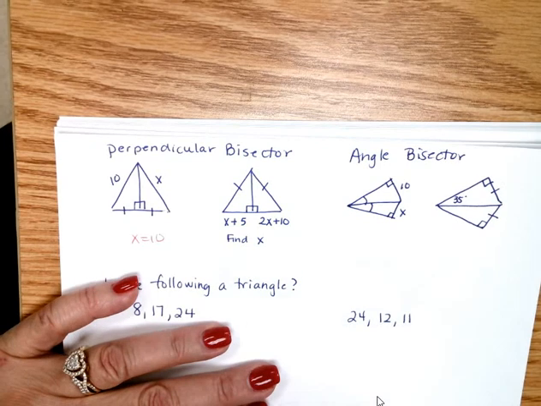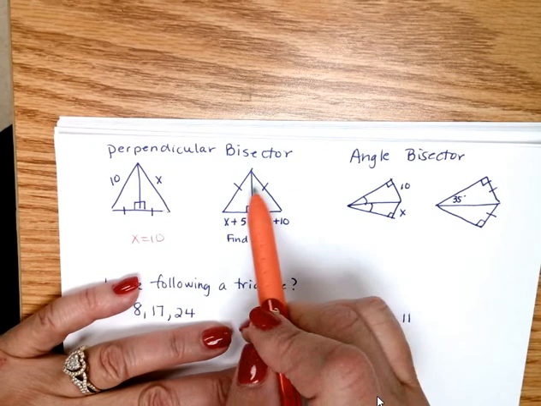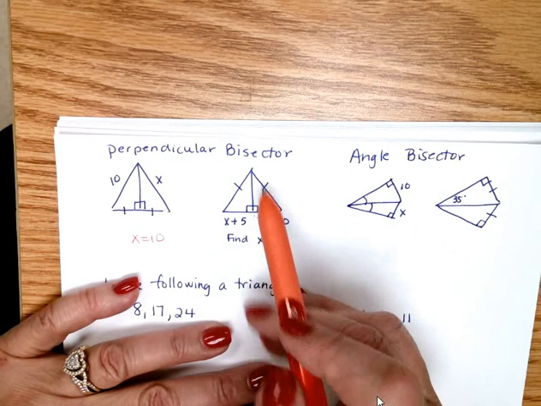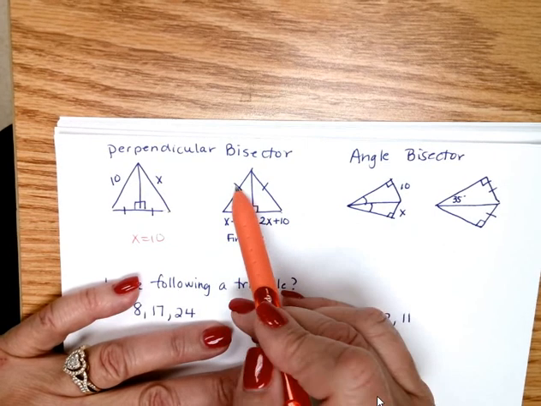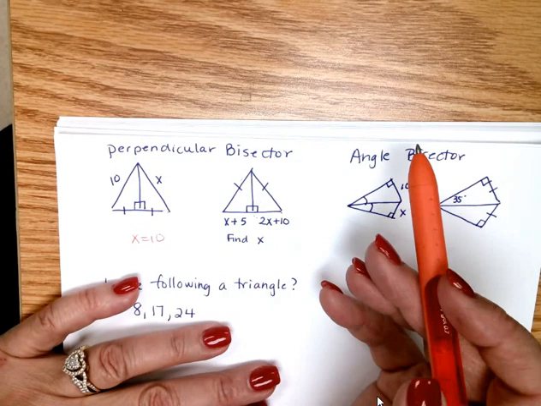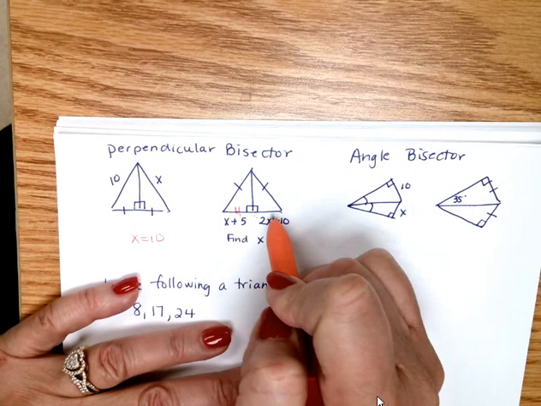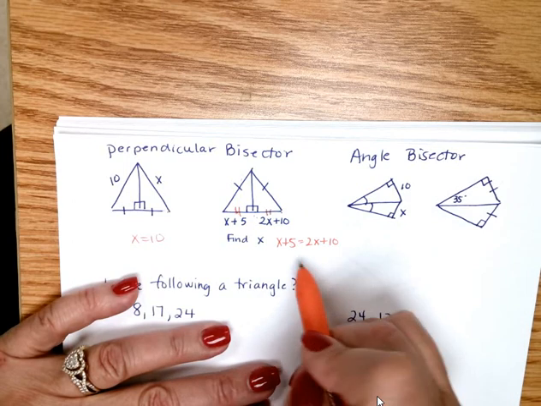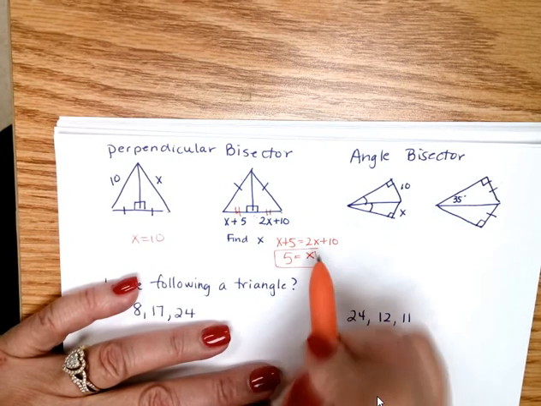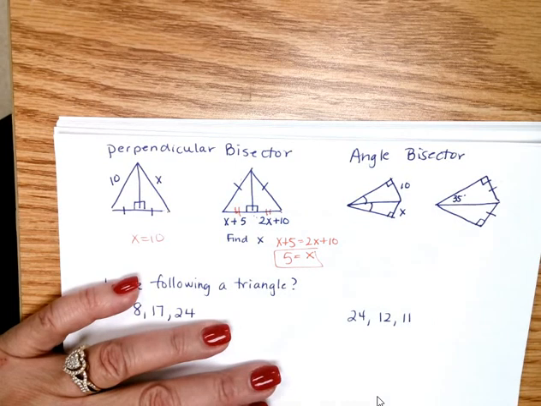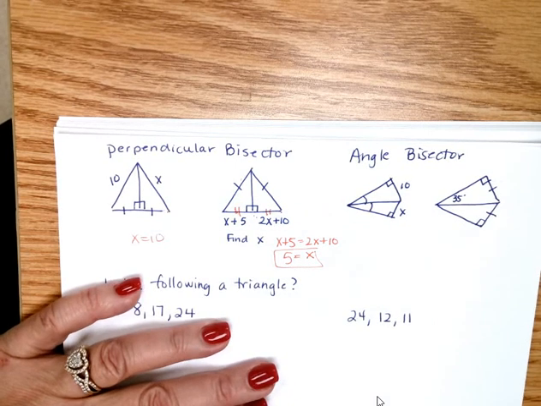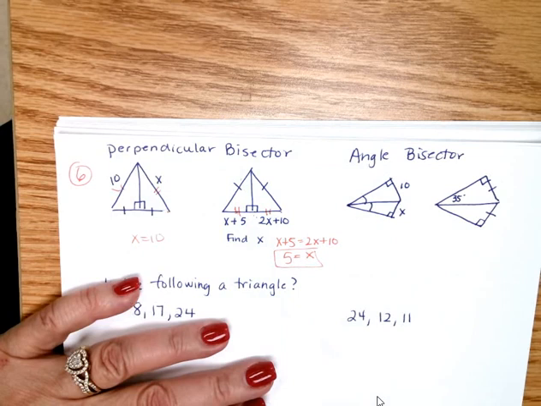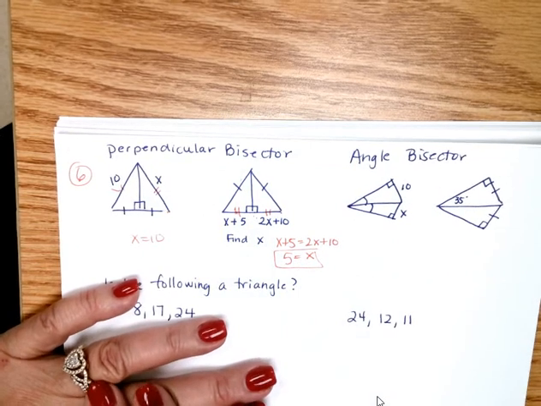By the converse of the perpendicular bisector theorem, if I have this perpendicular bisector, and I've got this point, and to the endpoints both sides are congruent, then these guys right here must be congruent as well. So x plus 5 must equal 2x plus 10. Solve for x. And this was number 6.